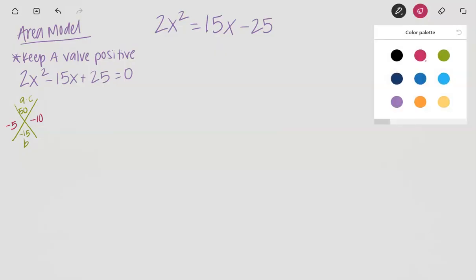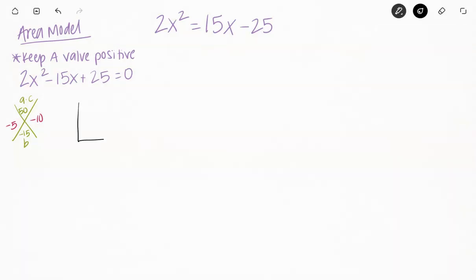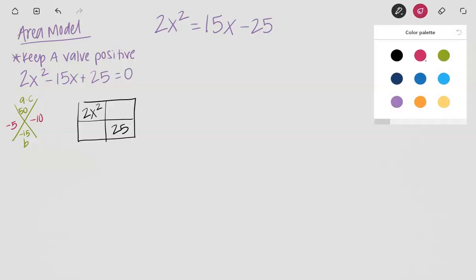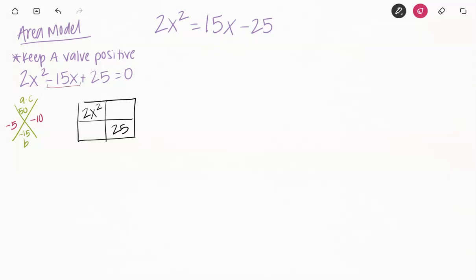So with the area model, where I saw most issues happening was once the box was created and we fill it in. You fill in the a value in that top left corner, 2x squared. Fill in the c value in the bottom right corner, 25. And then the other two, from that b term, are basically us breaking up this b. If you think about it, we're going backwards from a multiplication, so these two boxes typically combine together to be that b term. So we've broken them up to be negative 5x and negative 10x.